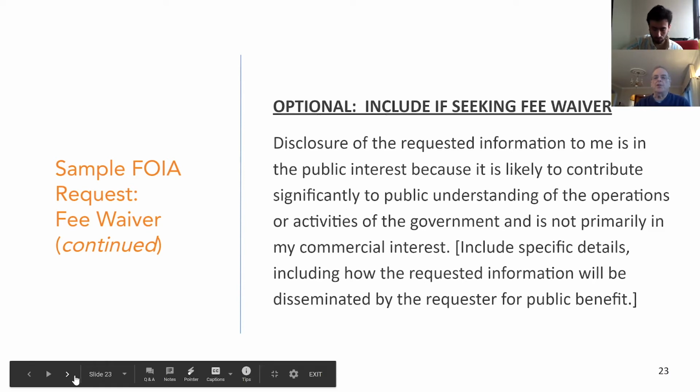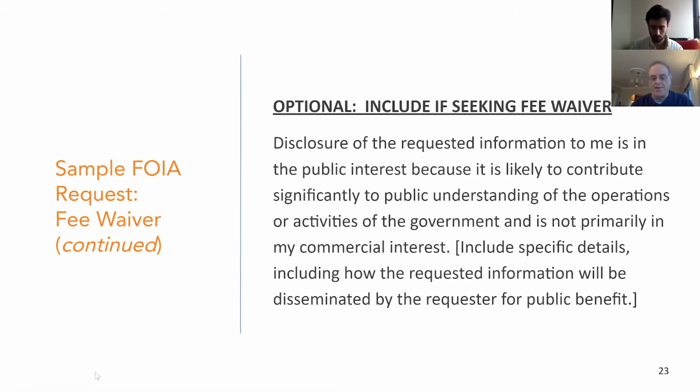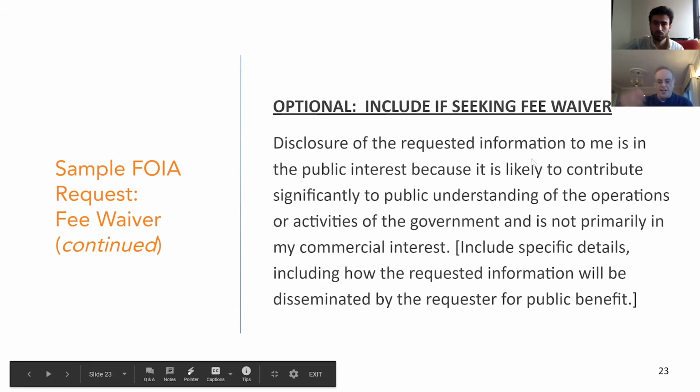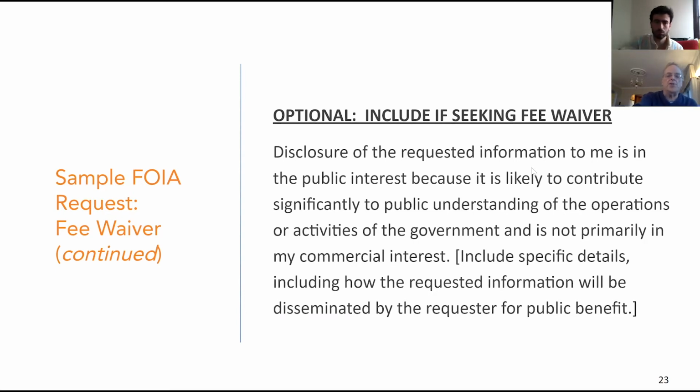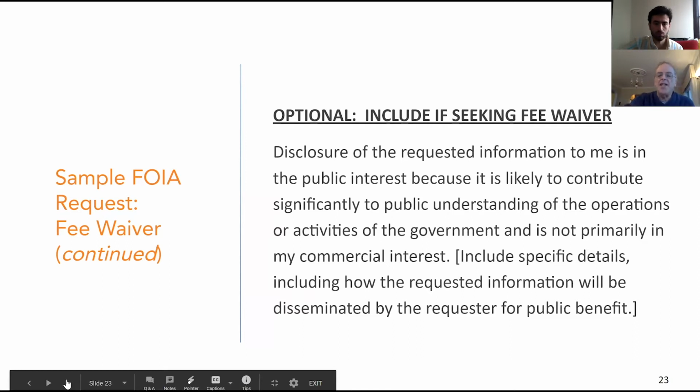Optional included seeking a fee waiver. So, I have never submitted a FOIA without asking for a fee waiver. Do it in the initial request. And here it is. Disclosure of the requested information is in the public interest, likely to contribute to the significant understanding, not primarily in commercial interest. This language comes directly from the statute. And then include specific details, lay out this principle, and then say why.